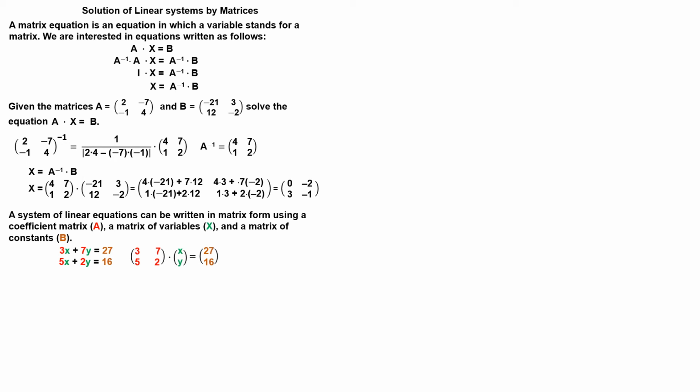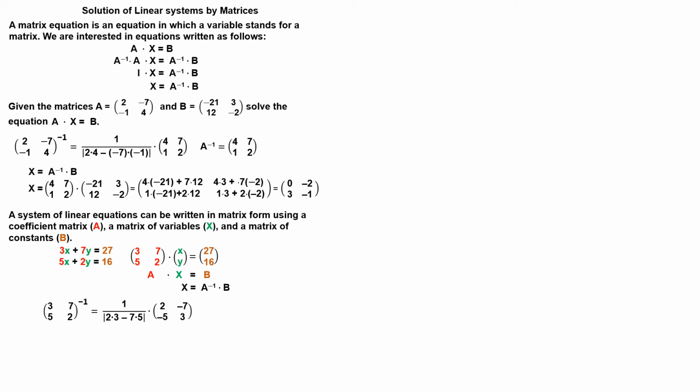We have just written the system as a matrix equation A times X equals B. The matrix A is the coefficient matrix, X is the matrix of variables, and B is the matrix of constants. To solve this equation, we multiply the inverse of matrix A by matrix B. The first step is to find the inverse of matrix A. We need to calculate the inverse of matrix A.